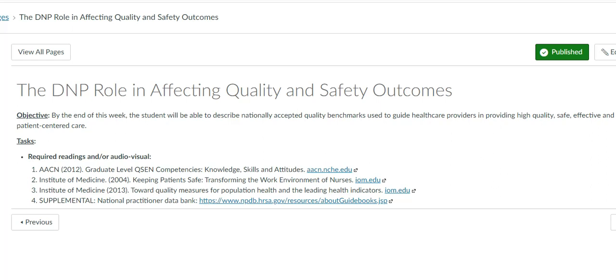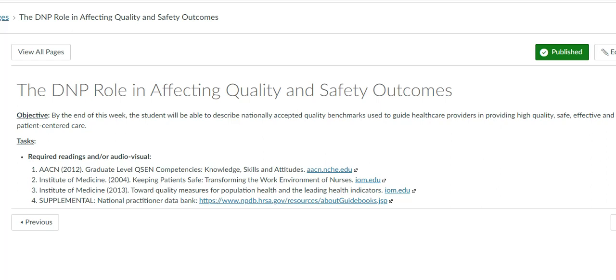Several weeks ago, we discussed on our discussion boards the differences between the DMP and the PhD. The DMP translates current research into current practice. This is just one of the roles of the DMP. They also are involved in quality projects that help to ensure patient safety.